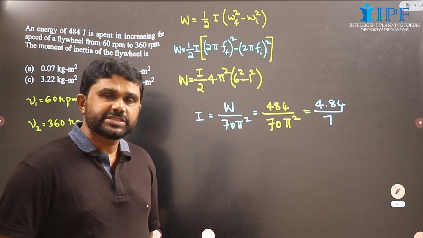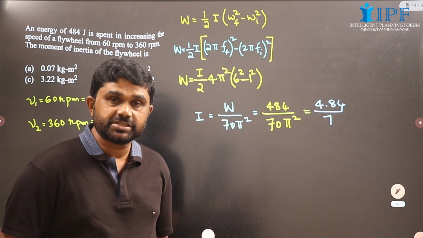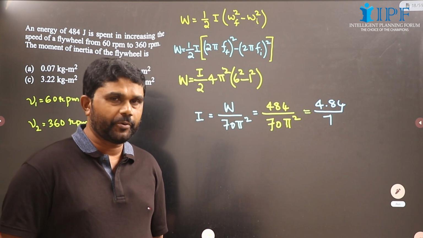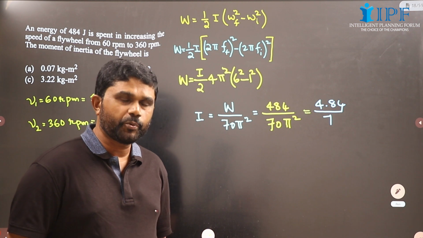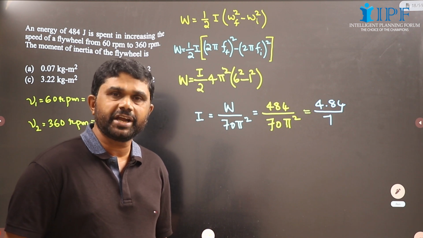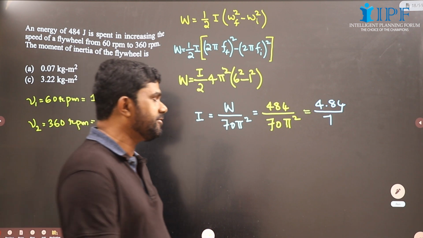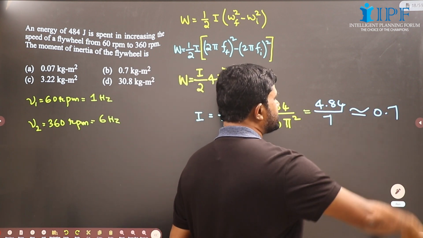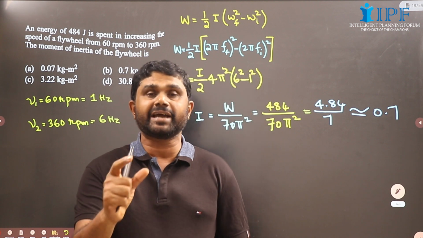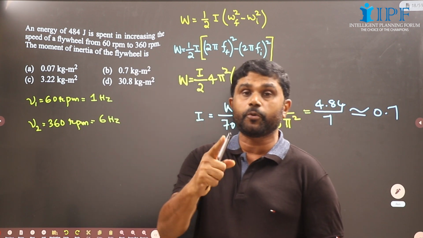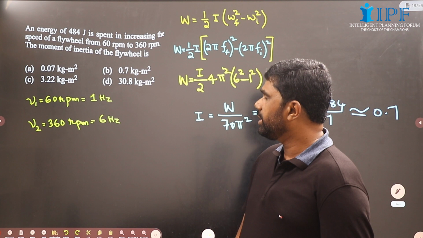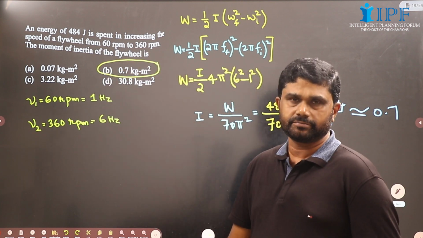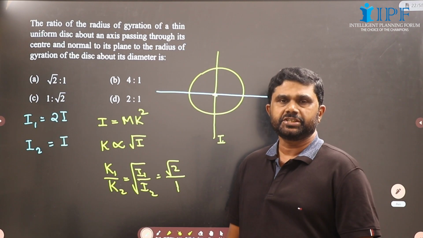Okay, now you must be knowing 7 into 7 is 49. 7 into 0.7 is 4.9, and here we have 4.84. So 4.84 divided by 7 must be nearly equal to 0.7. So we will get an answer somewhere near to 0.7. Okay, we have the beautiful answer 0.7. Right? Now let's see the next question.